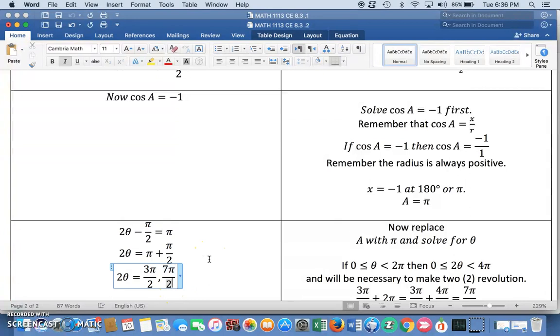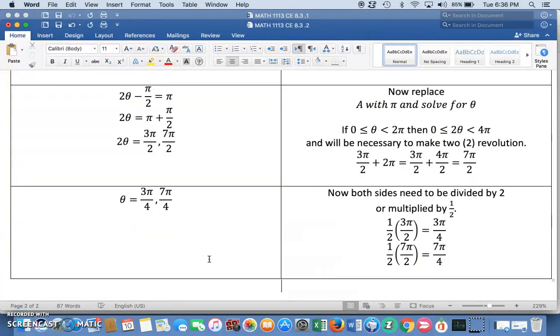But you actually want it solved for just theta, because that had 2 revolutions around, so you would have additional answers. You want to get rid of this 2, so you would divide by 2, or you can multiply by 1/2. That becomes 3/4, and that becomes 7/4. Any questions?